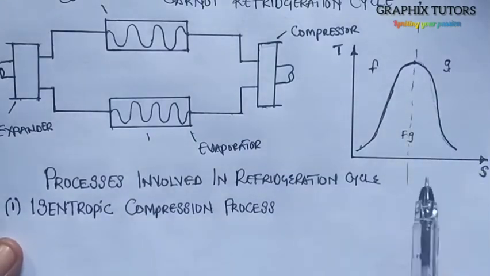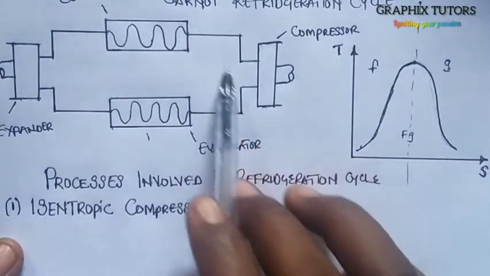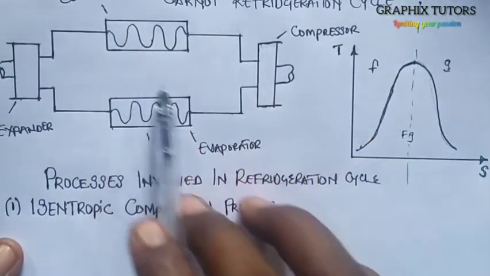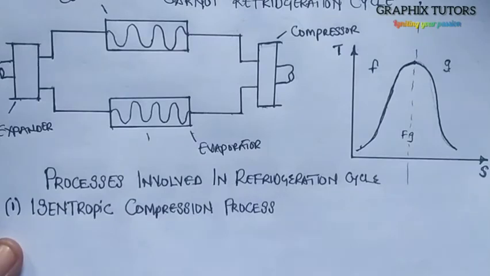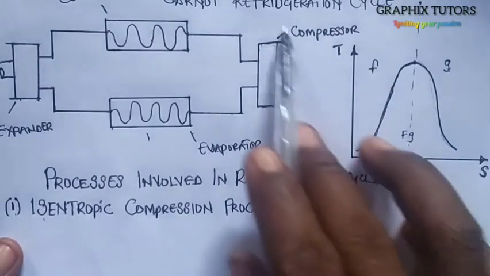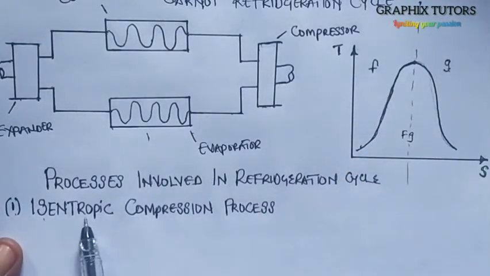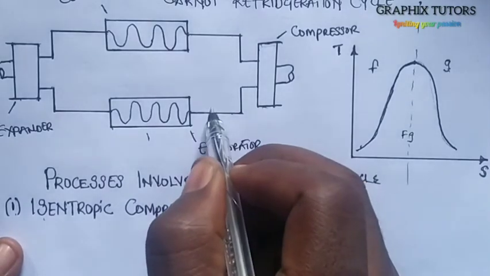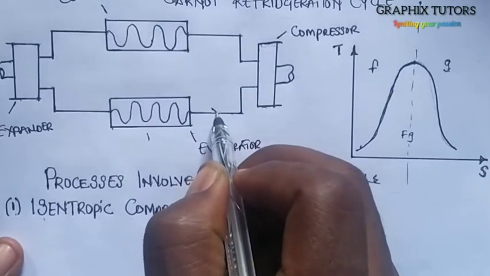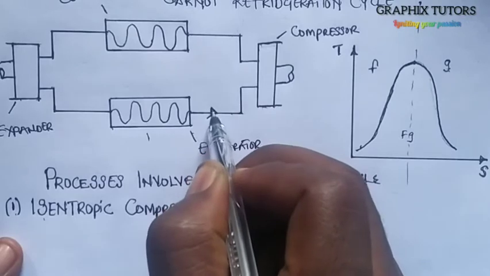So now I want to use this line to analyze my Carnot refrigeration cycle. Now we say the first stage here, stage 1, we'll call it the isentropic compression process. I said the word isentropic means there's no heat input or output into the system. So at the compressor, there's no heat input or output into the system, right? So at this state here, I'll call it my state 1.